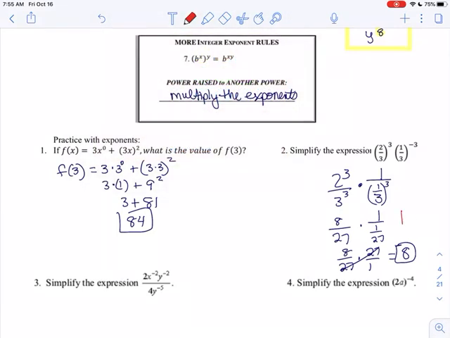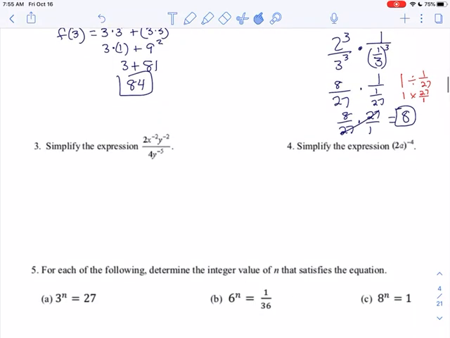So that was a little bit trickier. Because this is 1, let me just show you in a different color. 1 divided by 1 over 27. And when I have division, I change to multiplication and I flip that fraction. So that's how that became 27.